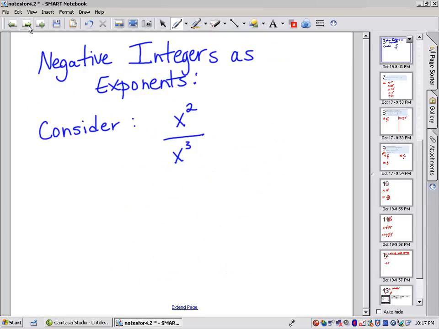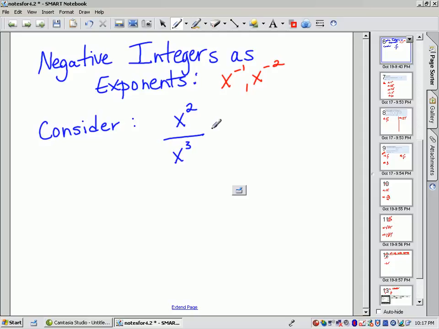Now we're going to talk about negative integers as exponents. So this is what I mean when we have something like, what does it mean to have x to the negative 1 or x to the negative 2? Here again, it doesn't make sense to repeat the base a negative number of times, so we're going to have to make a definition so that all of our other rules will hold true. So let's start with this example, x squared over x to the third.